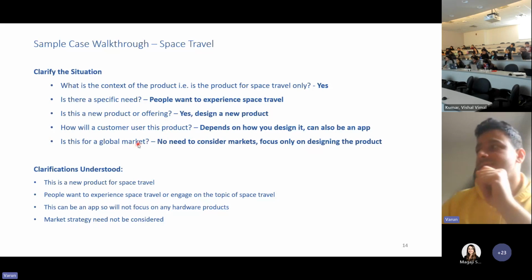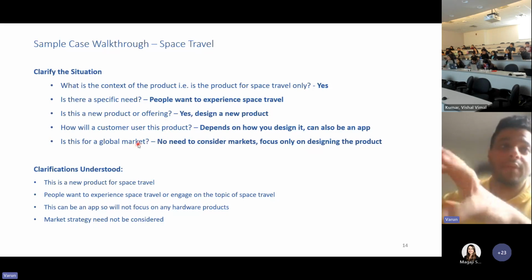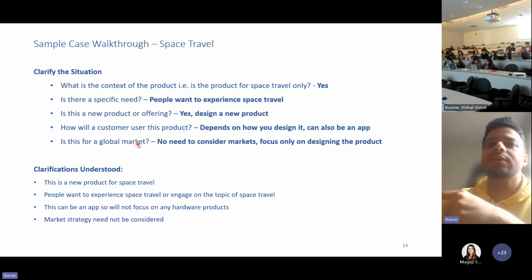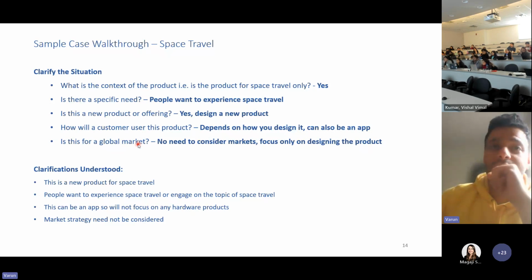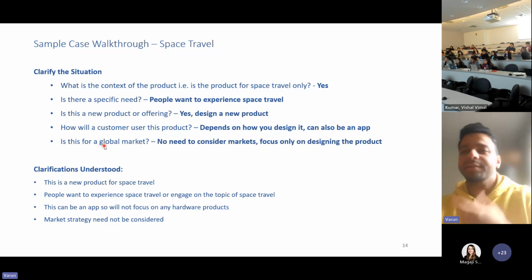One other question I did ask, is this for a global market? Because not every country would allow these apps or would have these features. And this is based on the demographics, globalization, all those things. And they said you don't need to consider it, but it's always a good thing to check.